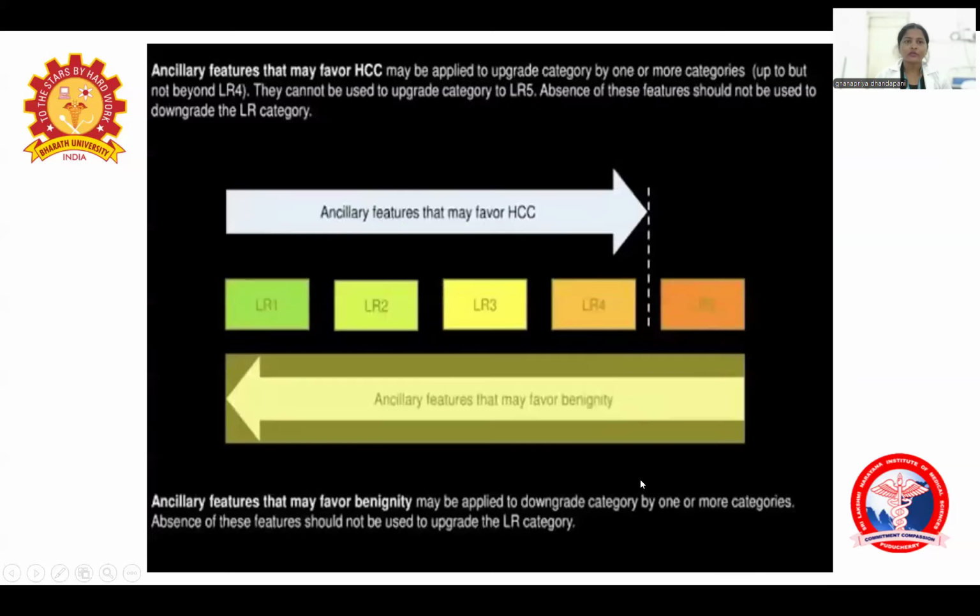So, what are these ancillary features? The ancillary features may favor HCC, or some features may favor benignity. Those features that favor HCC may be applied to upgrade the category by one or more categories, but not beyond LR4. We cannot use them to upgrade to LR5. Also, absence of these features should not be used to downgrade the LR categories. Similarly, ancillary features that may favor benignity may be applied to downgrade the category by one or more categories. Absence of these features should not be used to upgrade the LR category.